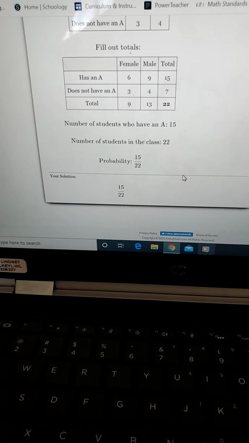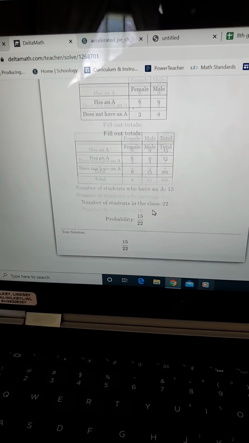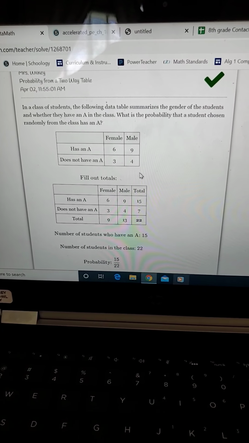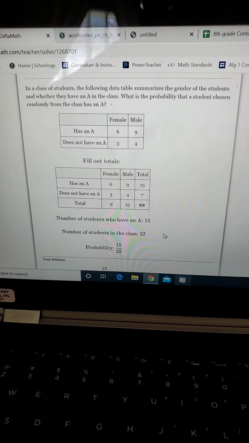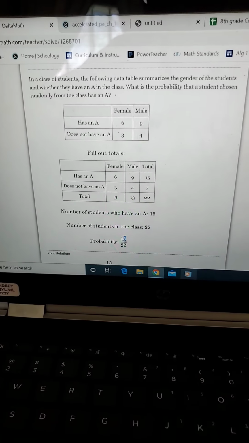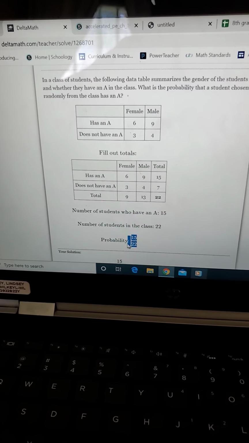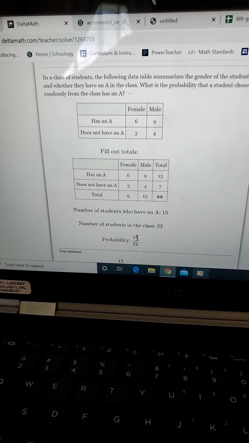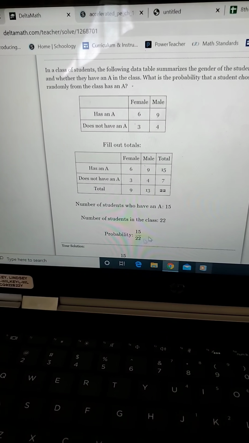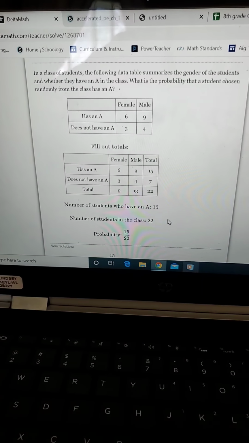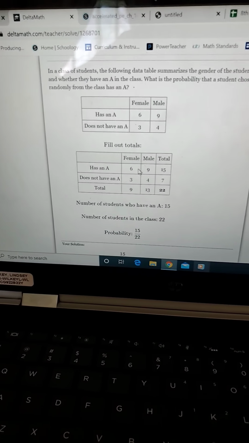But there we go. So the moral of the story here is to put our favorable outcome, which is what we're looking for, in the numerator, and all of the outcomes in the denominator. So 15 people had an A. There were 22 people in the class. So what's the probability that I choose somebody randomly that has an A? Well, 15 out of 22.